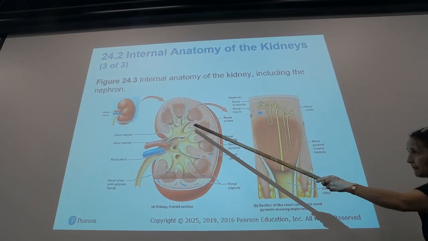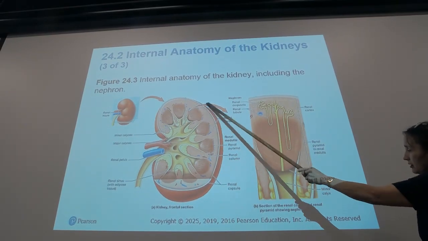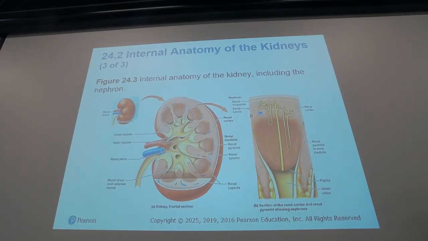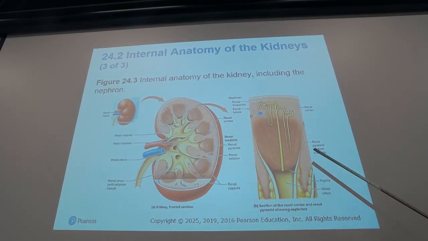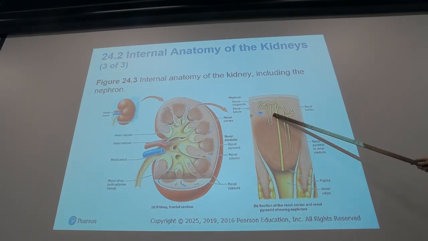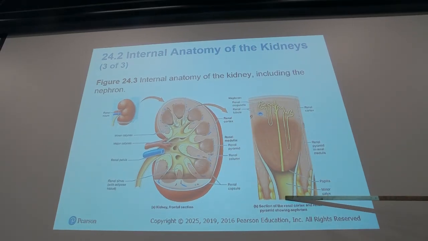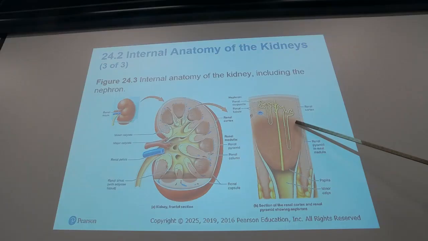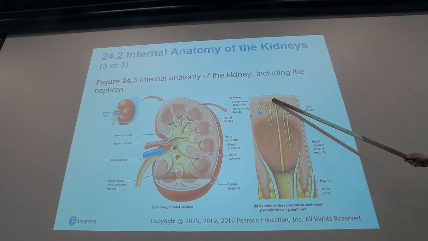If you magnify one of these segments, which will be called a lobule in the kidneys, you have a segment of the renal cortex, the pyramid, and the minor calyx. So this is a renal lobule, renal lobe.